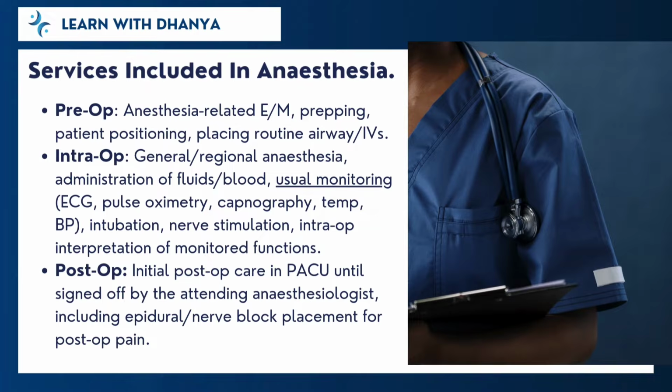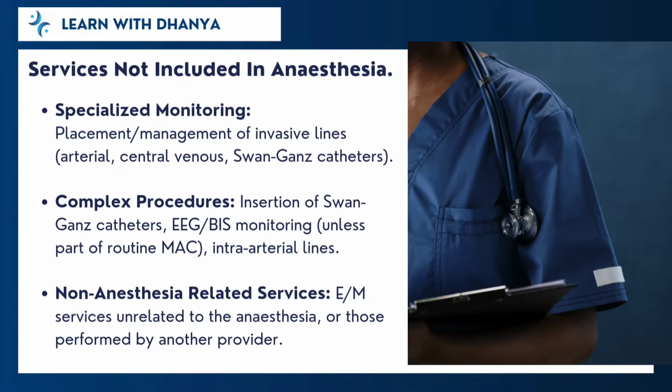Next, we should know what services are included in anesthesia and what services are not included. Services included are pre-op, intraoperative and post-operative. Mainly the patient's airway will be checked, along with usual monitoring like ECG, pulse oximetry, capnography, temperature, BP and intubation. Those things are included in the anesthesia service, so there is no need to code them separately. Services not included in anesthesia are arterial, central venous, Swan-Ganz procedures and EEG. Those are not included, so they should be reported additionally.